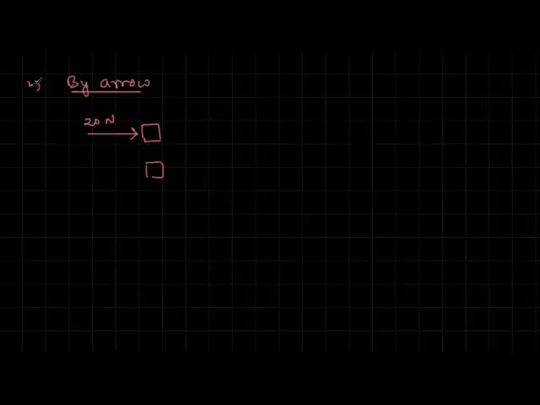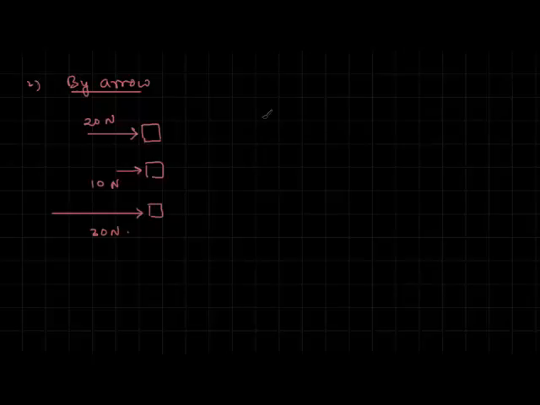So for example, this arrow means 10 Newton, or this arrow means 30 Newton. So the size of the arrow represents the magnitude of the vector, and the direction of the arrow represents the direction of the vector. So in every representation of the vector, you will see the magnitude and the direction being represented in a certain way.